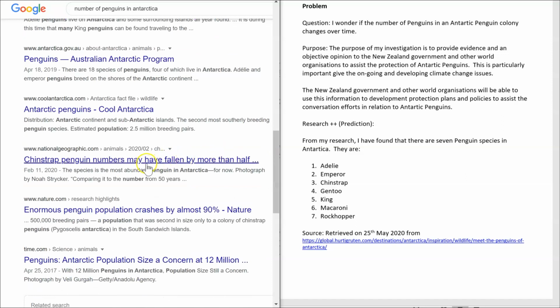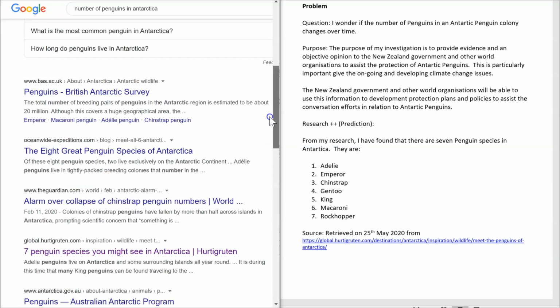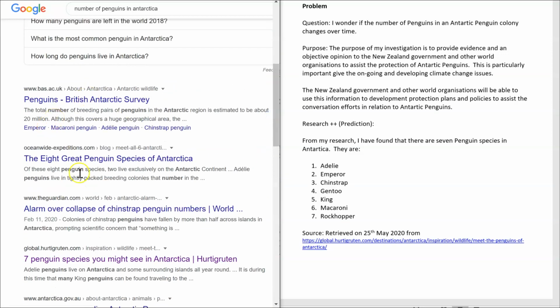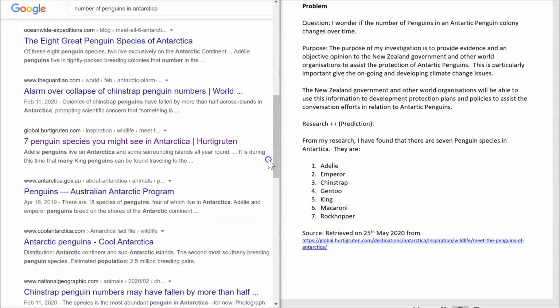And straight away, I've already seen the word fallen. So that's something I'm interested in because that tells me something about the direction. Emperor penguin crashes by almost 90%. So those are the ones I'm looking for, ones that suggest something about the size. Whereas the ones above, they don't really tell me anything. They got alarm over collapse of chinstrap penguin numbers. So what I'll do is I'll probably research that.